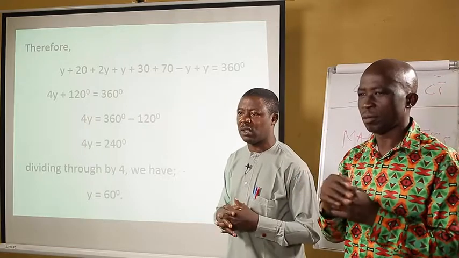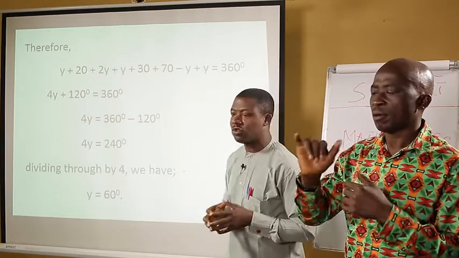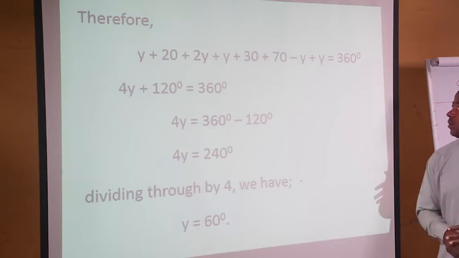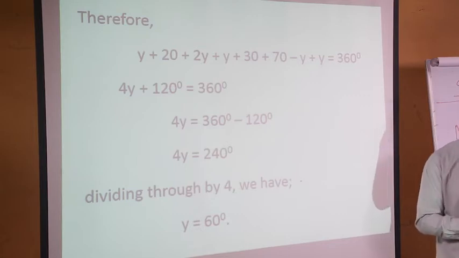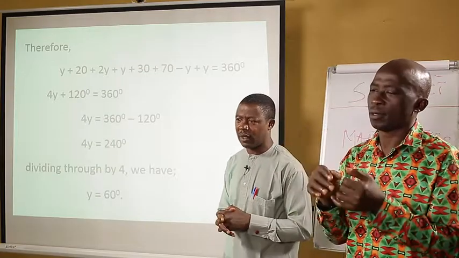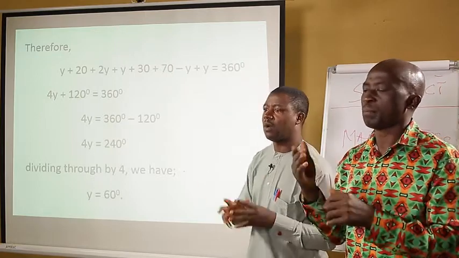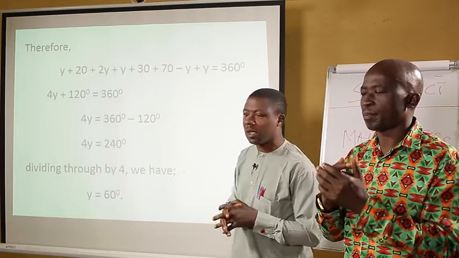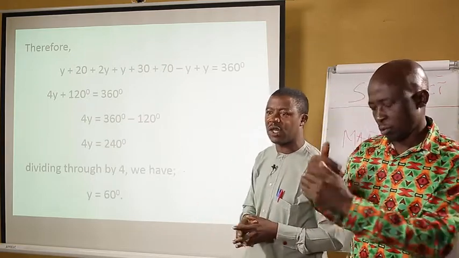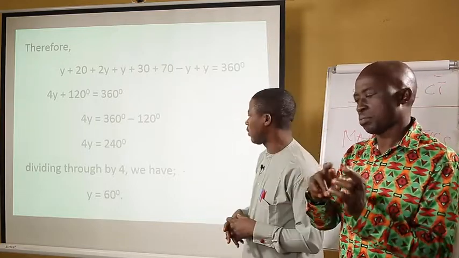Now, by simplification, if you sum up all the y's, we have 4y plus 120 degrees, because 20 plus 30 plus 70 gives 120 degrees. How then do we find the value of y? We collect like terms. You collect all the unknowns on one side and the knowns on the other side. Therefore, we transfer 120 degrees to the right-hand side of our equation.